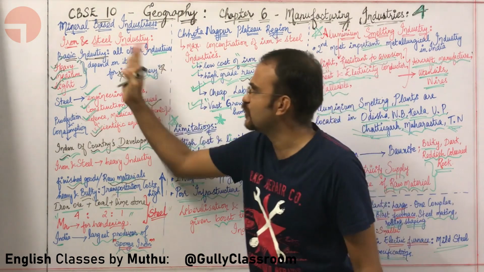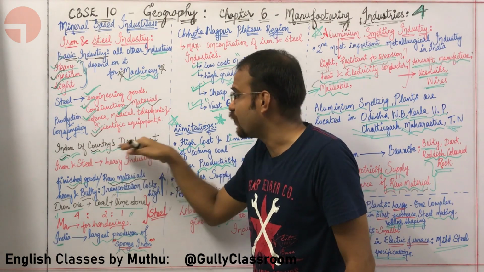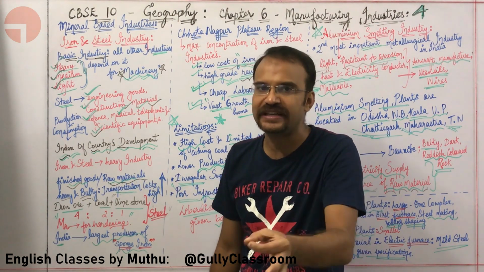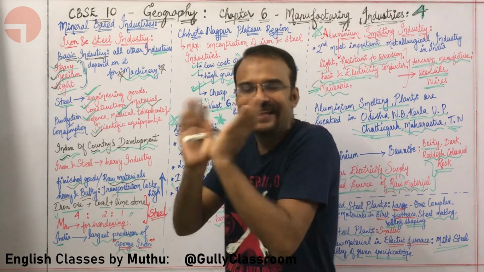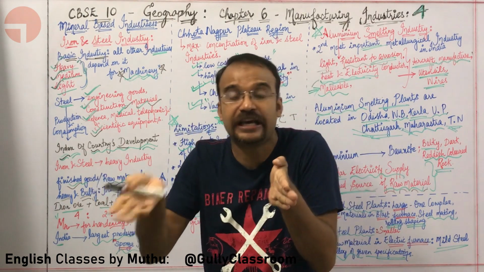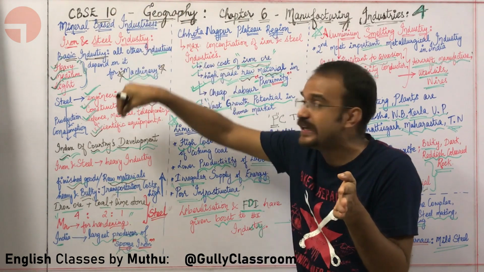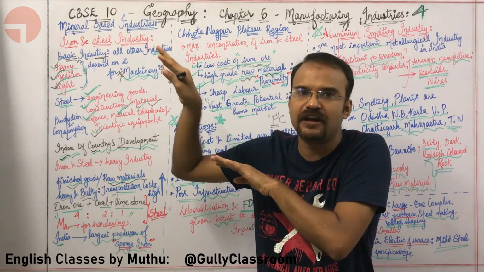Okay, let us go to the first topic. Iron and steel industries are the index of a country's development. What is the meaning of the word index? Index means a marker. Index means an indication. So, the iron and steel industries are in fact indicating the growth of a country. They are indicating a country's development.